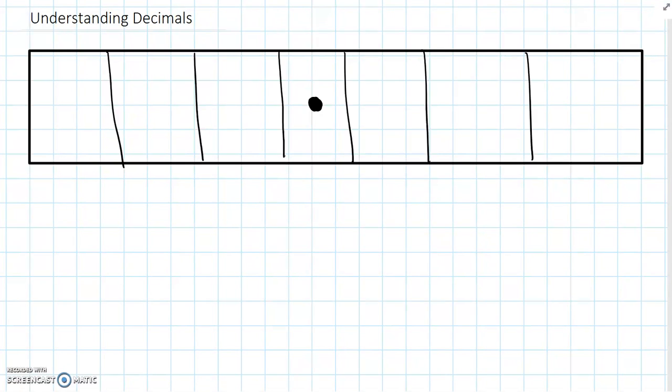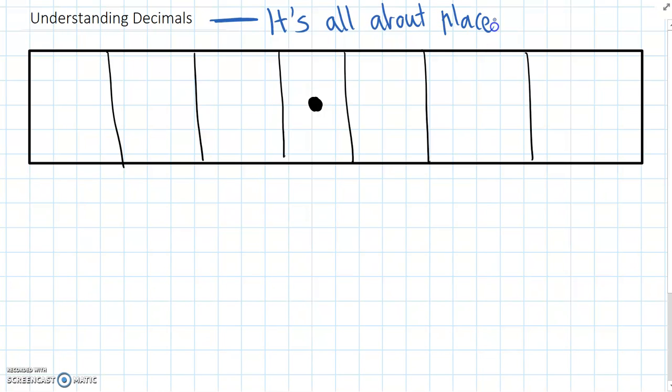So now that we're looking at decimal numbers, the main thing to remember with decimals is it's all about place value. And we need to know our place value. It's all about the place values. So this rectangle is helping us to remember or to look at all the place values for numbers.